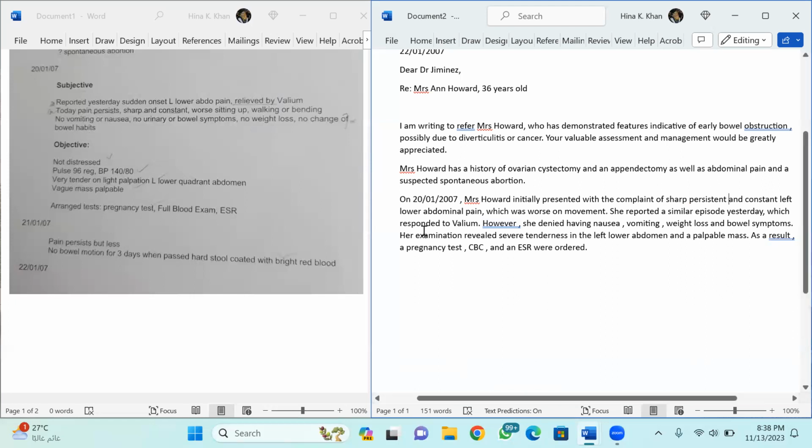Okay, now, however, she denied these symptoms, because she was not having them. Her examination, not distressed, blood pressure, that was not relevant, and it's in the past, so that is why I'm not mentioning that. I would just mention the relevant findings, which was this: it was painful, and these were the tests that I ordered. Now on the 21st and the 22nd.